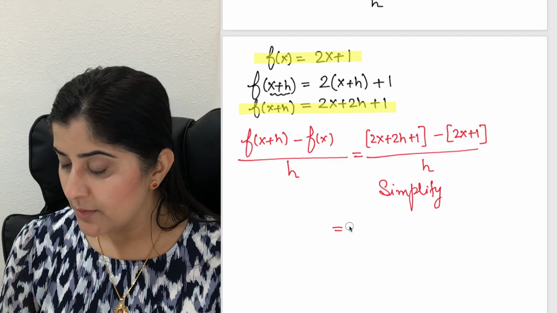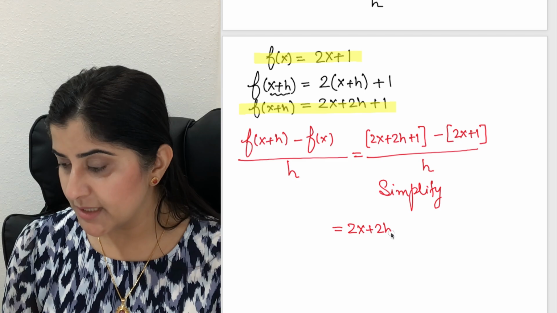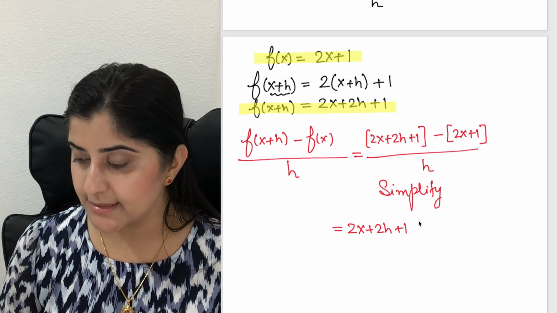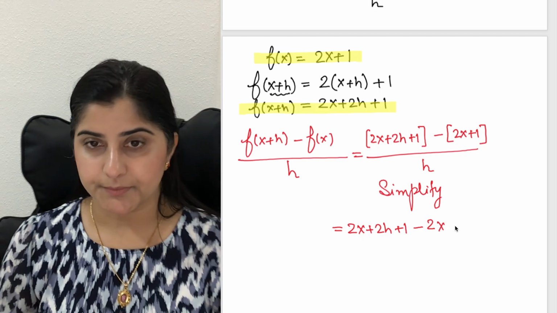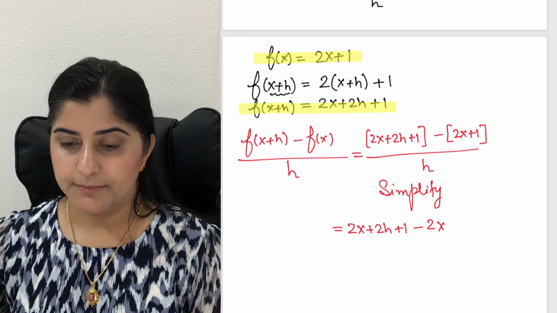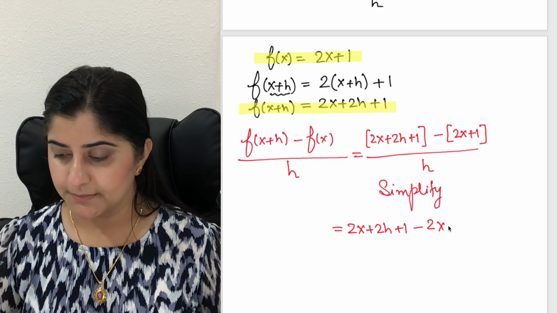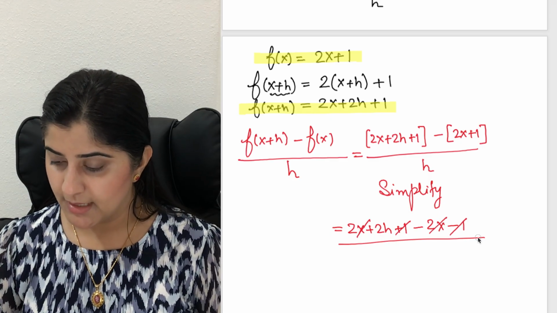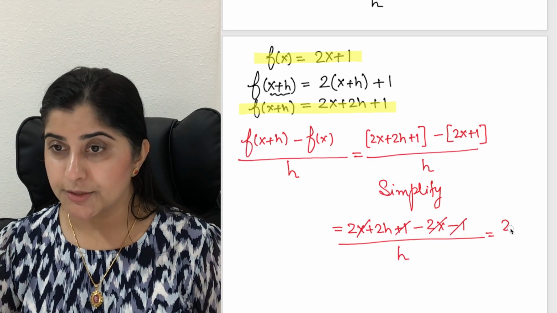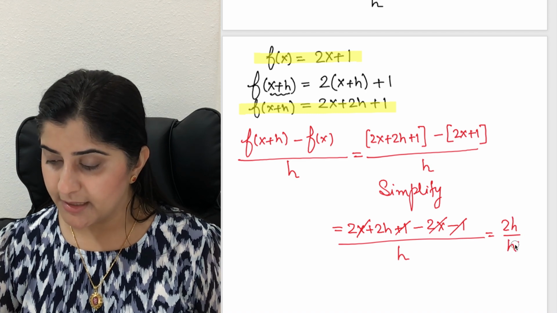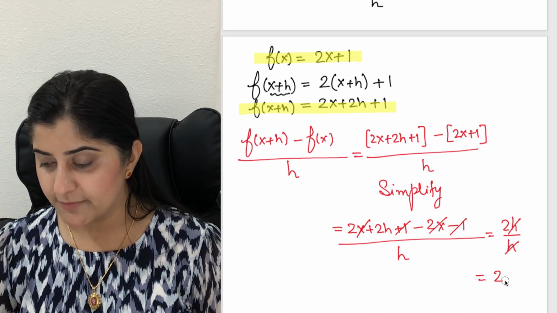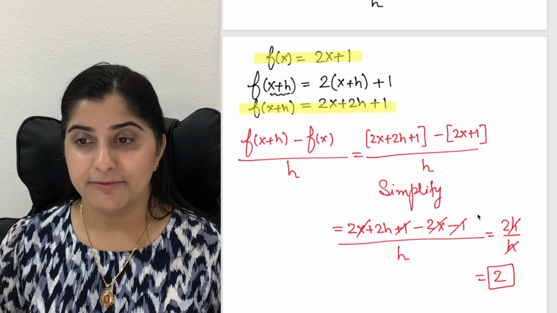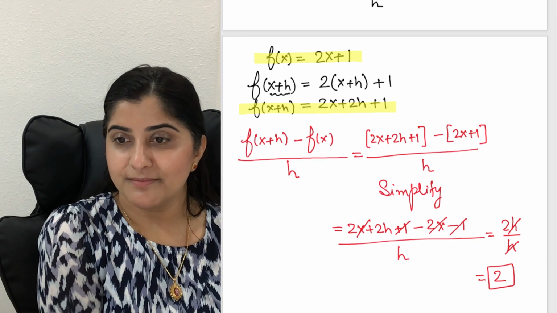Open the brackets. We get 2x plus 2h plus 1, and this negative sign will distribute to everything inside the second bracket. Divide by h, we get 2h over h. h will cancel with h. We are left with 2 only. So this is how we solve the difference quotient.